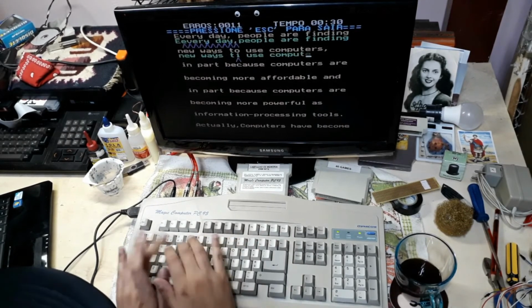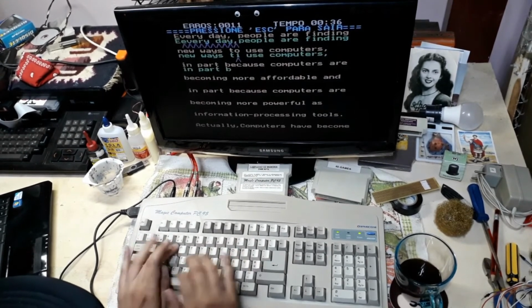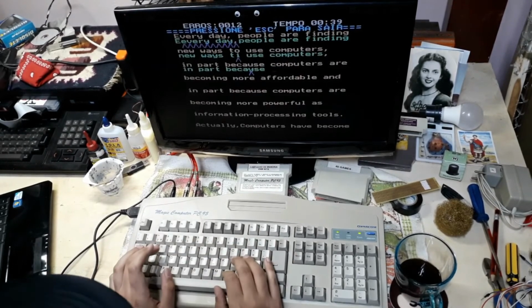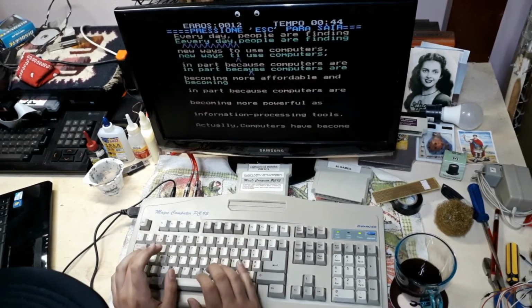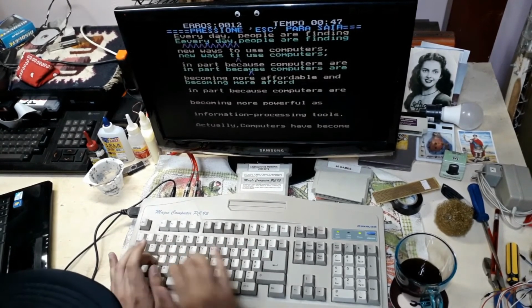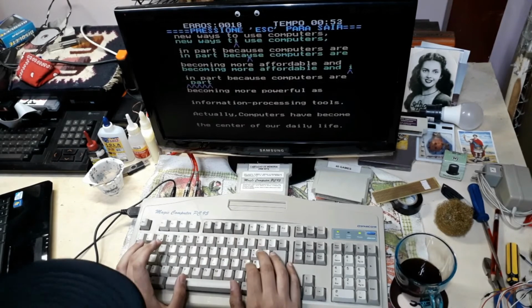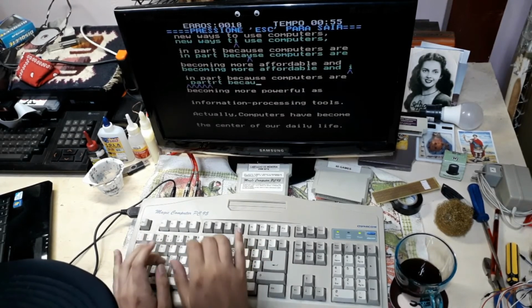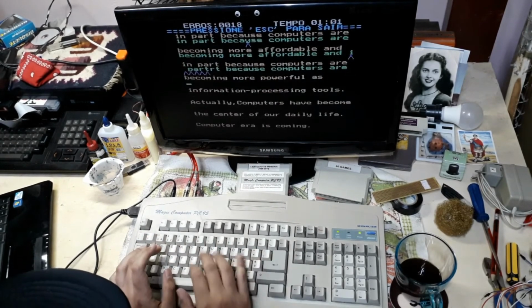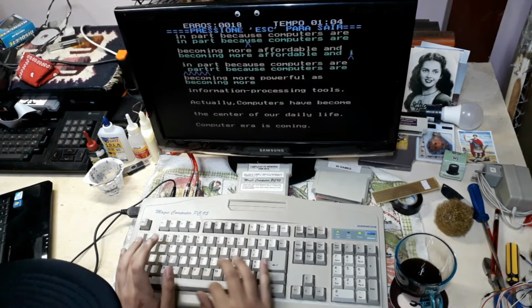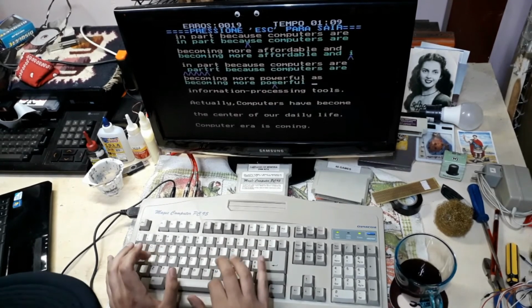Use computers in part because computers are becoming more affordable and in part because computers are becoming more powerful. That's debatable.